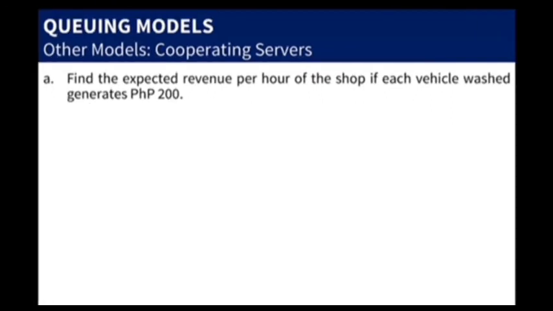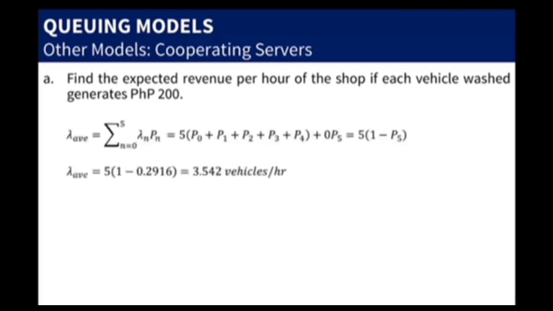A. Find the expected revenue per hour of the shop if each vehicle washed generates 200 pesos. To answer this, we need to compute lambda average, or the average number of cars that enter our system, excluding those that balk. Lambda average is computed as the weighted average of the entry rates, with 0 cars entering when there are 5 cars already in the shop.